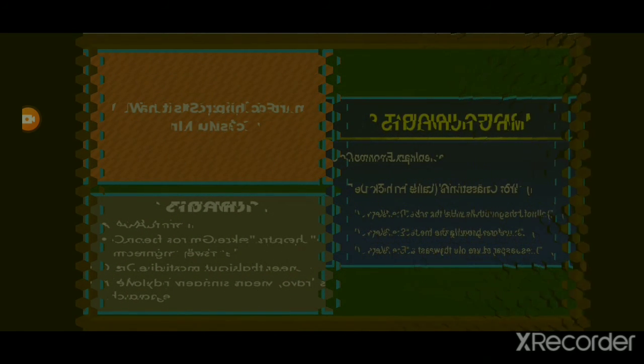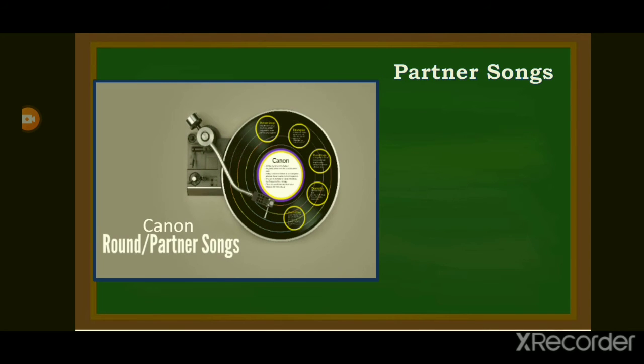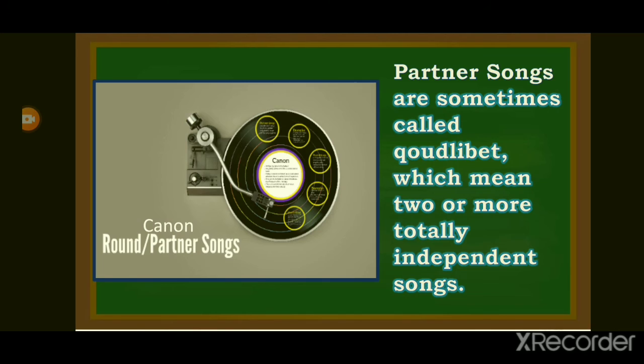Okay, next we proceed to the round, canon, and partner song. In a partner song, sometimes called quodlibet, which means 2 or more totally independent songs.